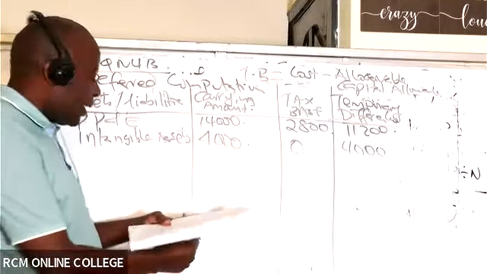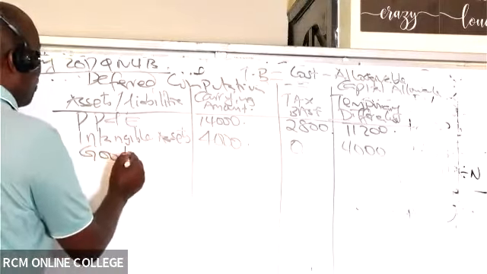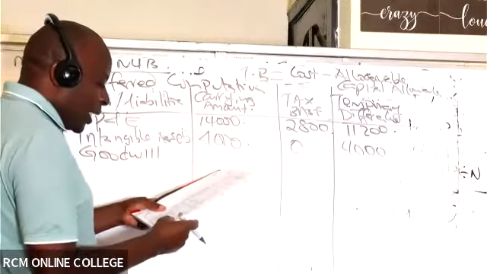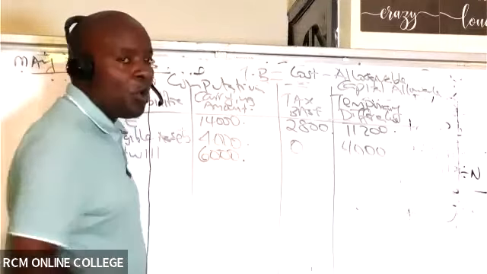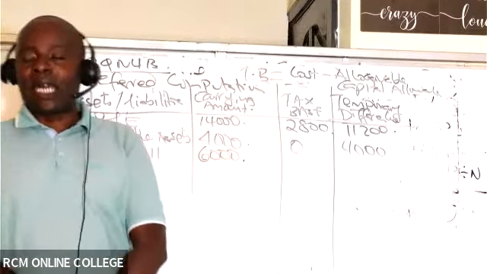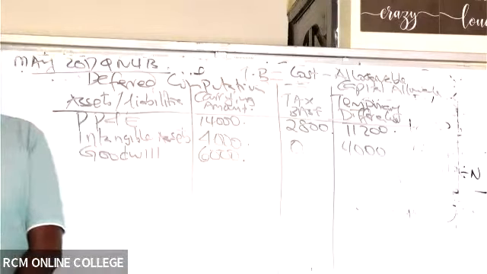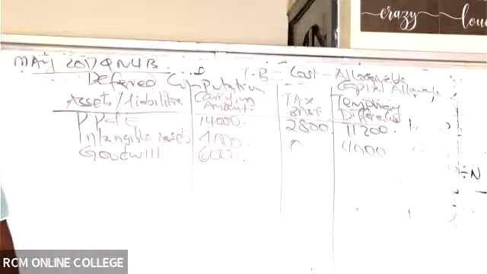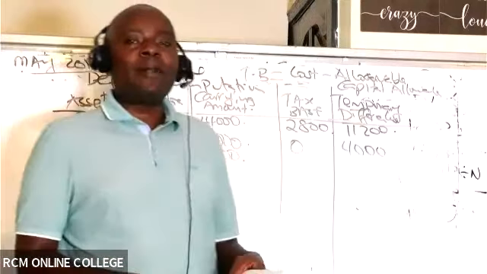The next asset is goodwill. I have the carrying amount of goodwill. The carrying amount here is 6,000. What do you know about goodwill regarding the taxman? Hey, my good students, what do you know about goodwill regarding the taxman? It's tax exempt, yes. It is always tax exempt.